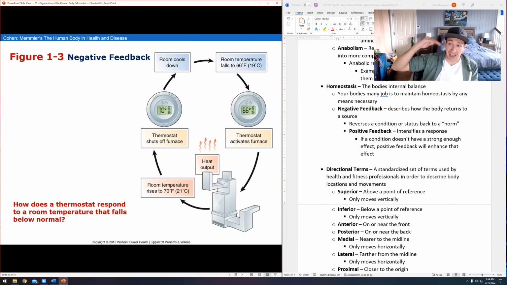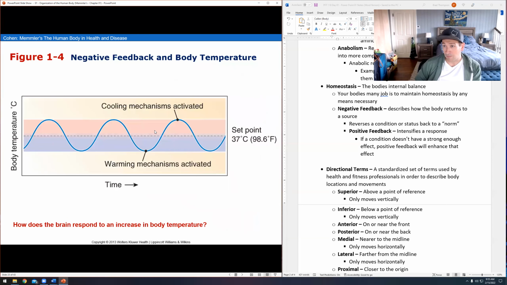Once it gets to like 70 degrees, the thermostat's going to kick the heater off because it'll be like, great, I have returned back to what I am set at. That's how your body is, right? So we go back to our blood sugar example, right?